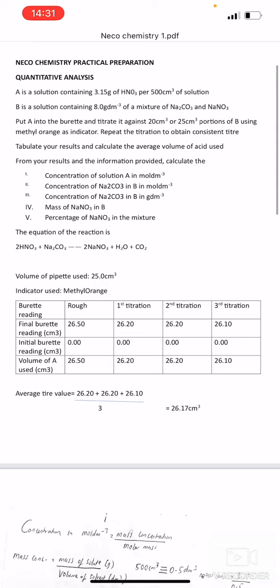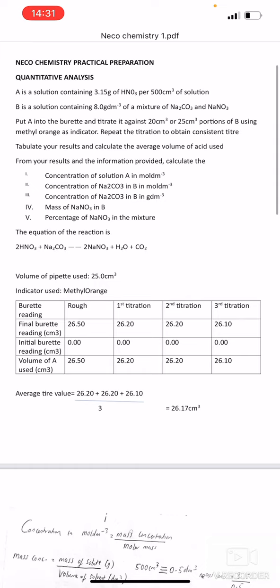A is a solution containing 3.15 gram of HNO3 per 500 cm cube of solution. B is a solution containing 8 gram per dm³ of a mixture of sodium trioxocarbonate(IV) and sodium trioxonitrate(V). So the way I'm looking at this question, because of the mixture that is present in solution B, sometimes they might ask on percentage purity. But just look at the question that I just said. This is a model question. I'm not actually saying that this is what will come out on Monday.